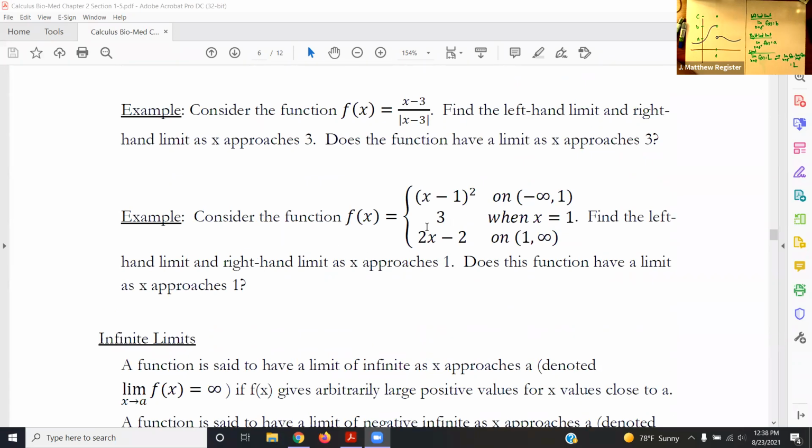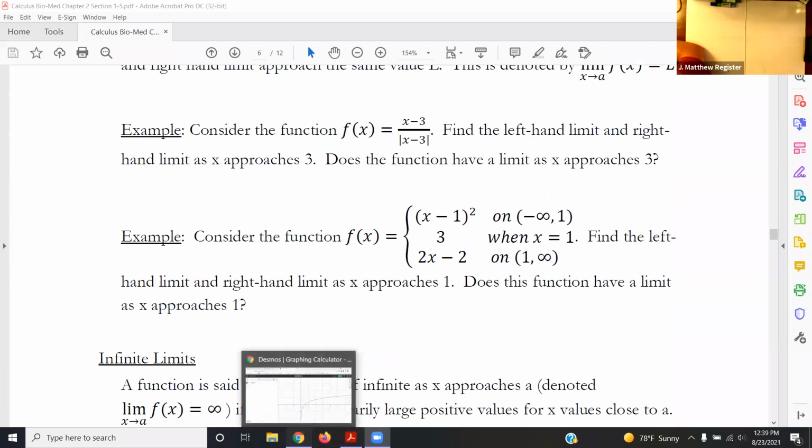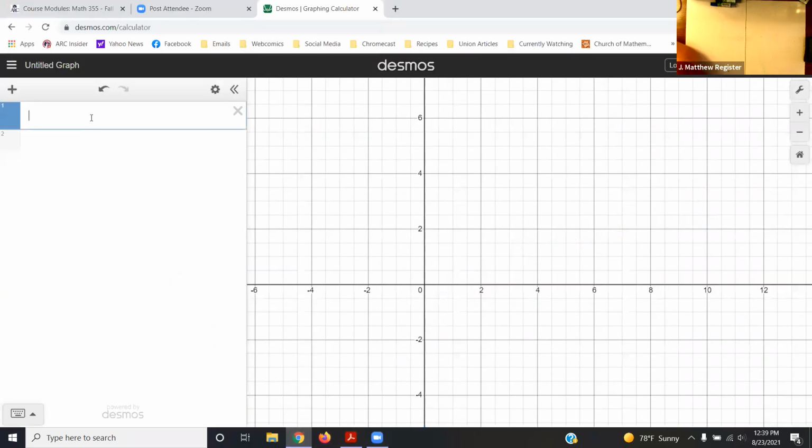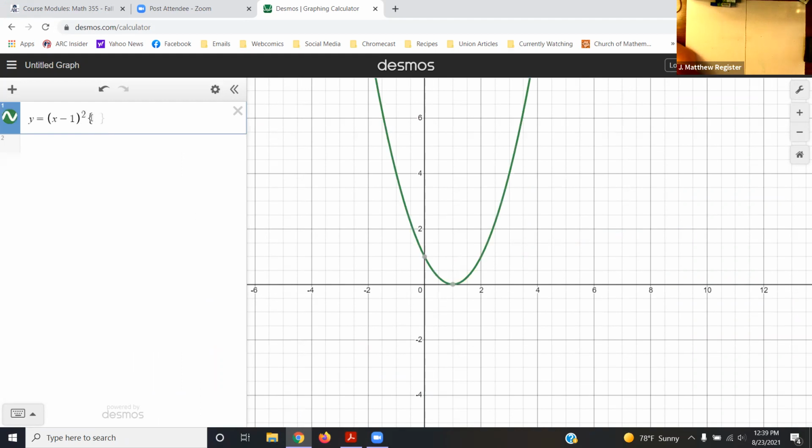So let's look at this second example here, because I think this second example will demonstrate this a little better. And so for this one, let's even put it into Desmos real quick. It's x minus 1 squared, y equals x minus 1 squared. And I believe that it was on the interval up to 1. Yeah, and so this is on the interval up to 1.